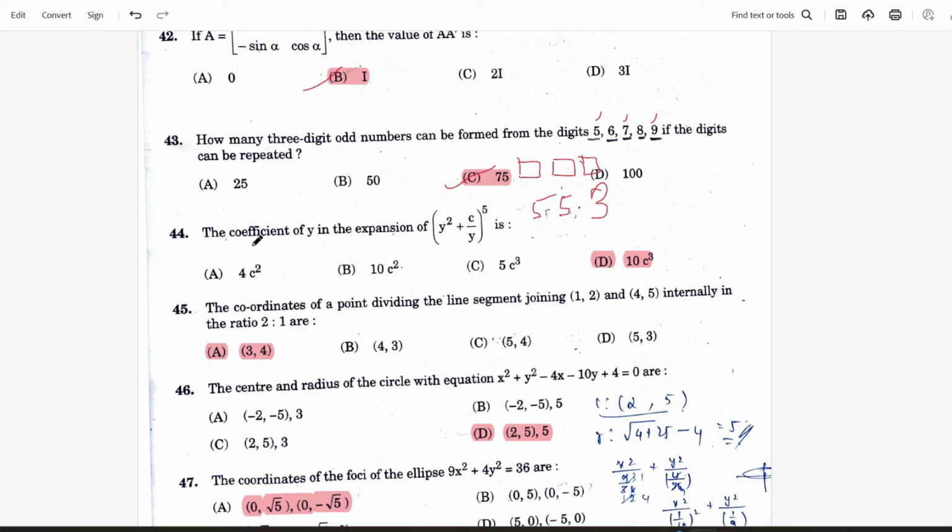So this is expansion of coefficient. So for this, this is the right answer.